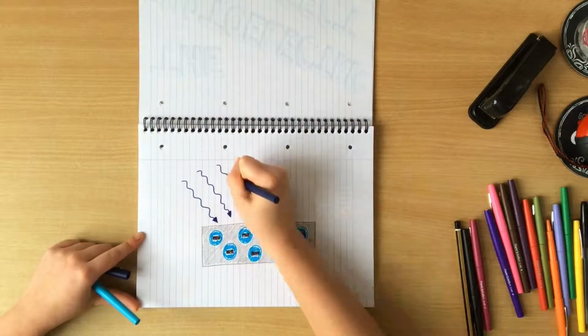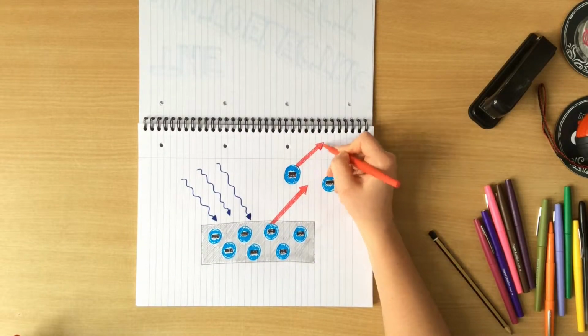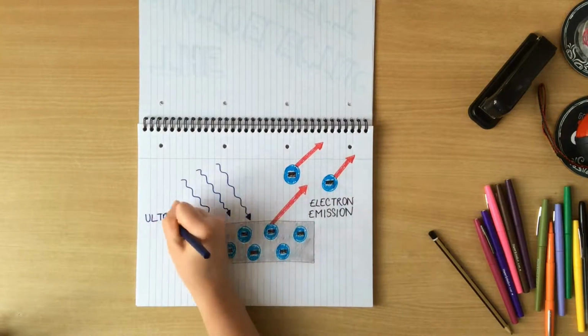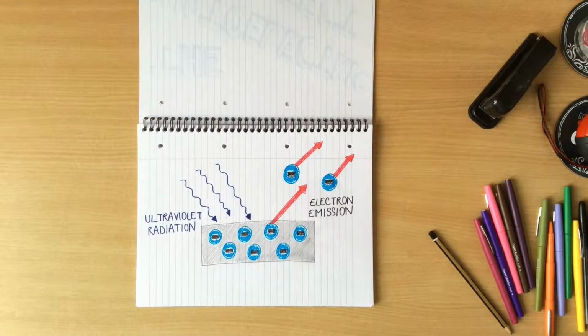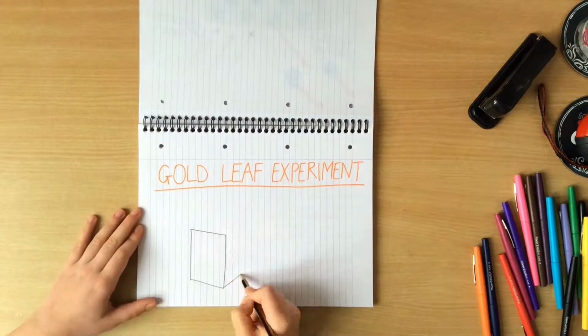When electromagnetic waves of a high enough frequency hit the surface of a metal, the metal will emit electrons. For most metals, this frequency falls in the UV range. This is called the photoelectric effect. A simple way of observing such a phenomenon is to use a gold leaf electroscope.